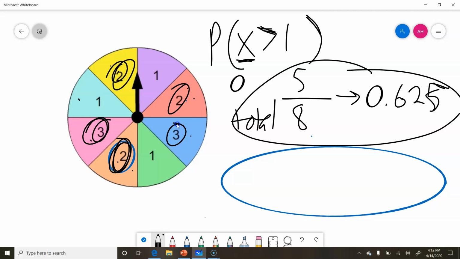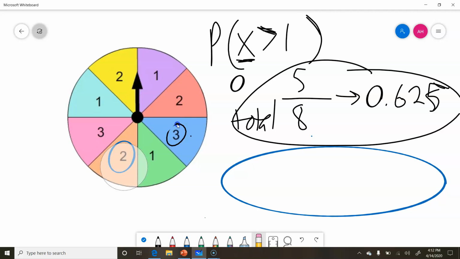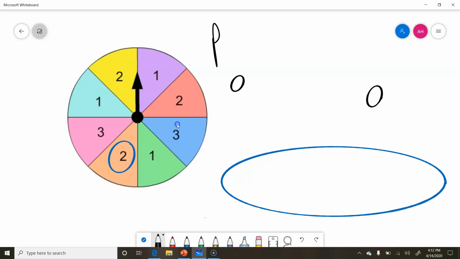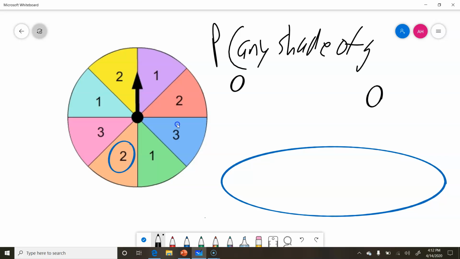What if I have the next one here that said, what if P, the probability that it is any shade of green, okay? Any shade of green. Well, I'm going to count this as a shade of green. I'm counting this as a shade of green. So how many is that?